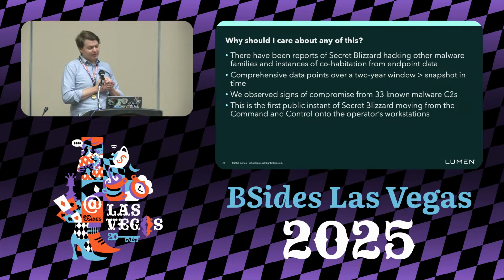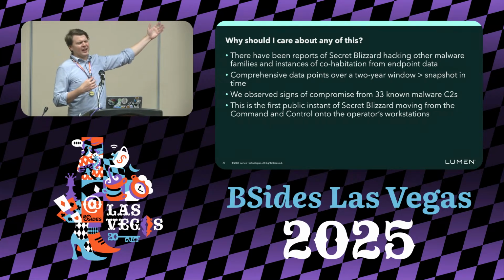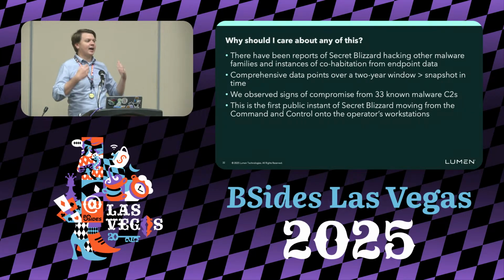And kind of the last couple things. Why should I care about any of this? Well, as we talked about, there have been a number of cases where we've seen what I call snapshots in time. No one has ever actually done a 2-year comprehensive study of what exactly is happening and how they move from one C2 to another, back down to the workstation, using that to deploy their own tools, choosing to go into some networks while not choosing to go into other networks.